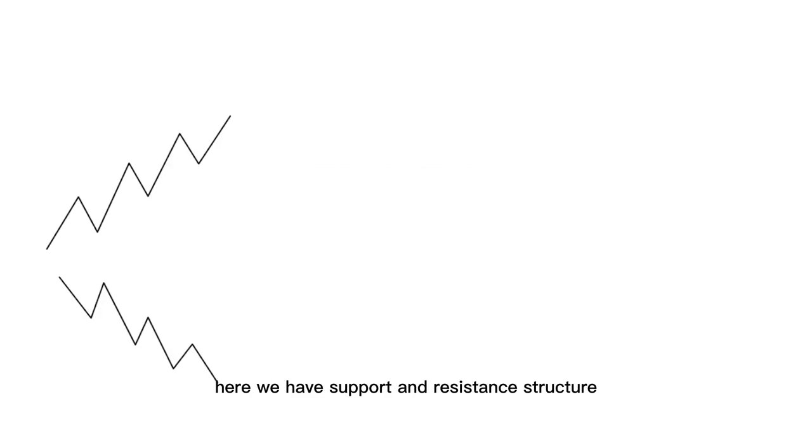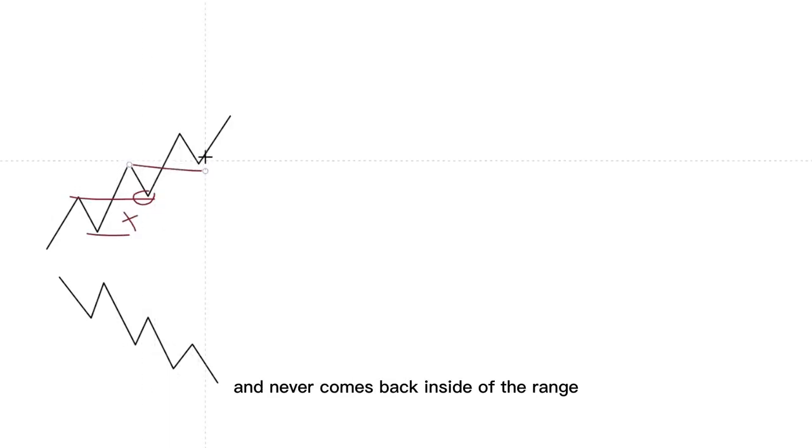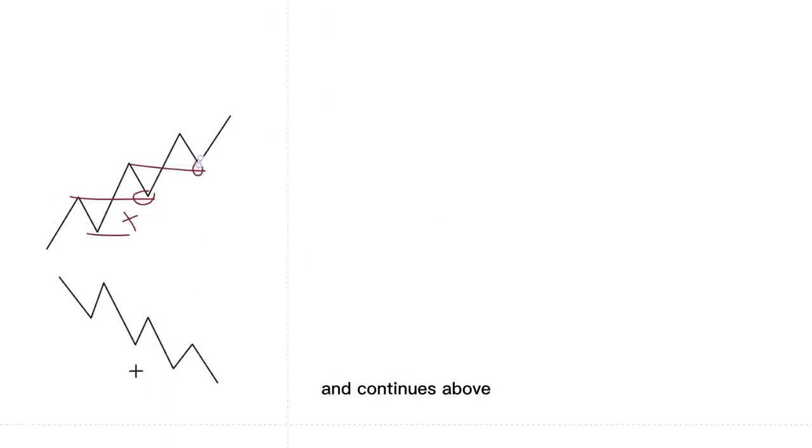Here we have support and resistance structure. What is the difference between support and resistance structure and supply and demand structure? In support and resistance, price does not come back inside of the range. Price rejects from the previous peak. As you can see, price rejected from the previous peak and expanded. It never came back inside of our range. So price breaks structure and never comes back inside of the range and continues above.